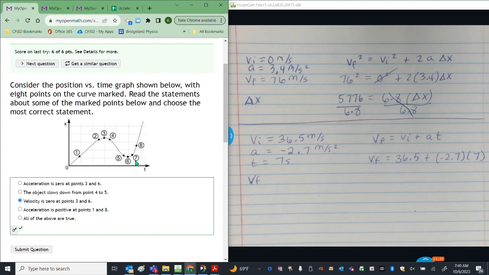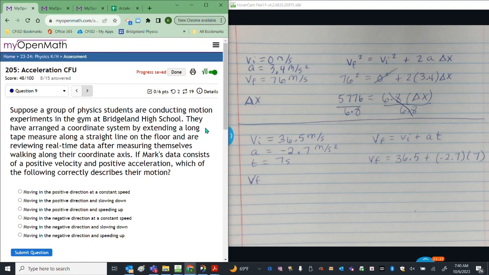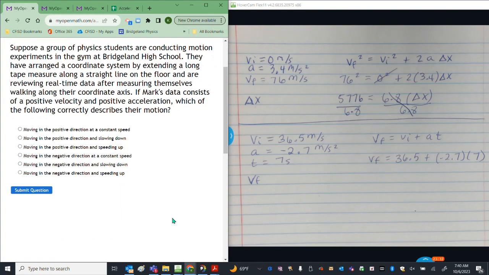All right, let's look at the next one. This question says, suppose a group of physics students are conducting motion experiments in the gym at Bridgeland High School. They have arranged a coordinate system by extending a long tape measure along a straight line on the floor and are reviewing real-time data after measuring themselves walking along their coordinate axis. If Mark's data consists of a positive velocity and positive acceleration, which of the following correctly describes their motion?